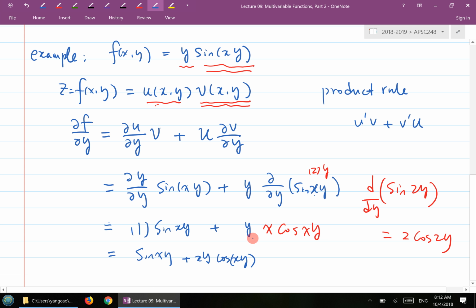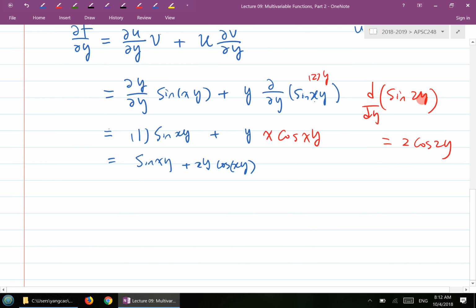As you can see, the computation here is fundamentally that of single variable calculus. All you have to be careful about is which one to treat as a constant. If you're not too sure, just look at the variable you're taking the partial derivative with respect to, and the other variables are kept as constants.